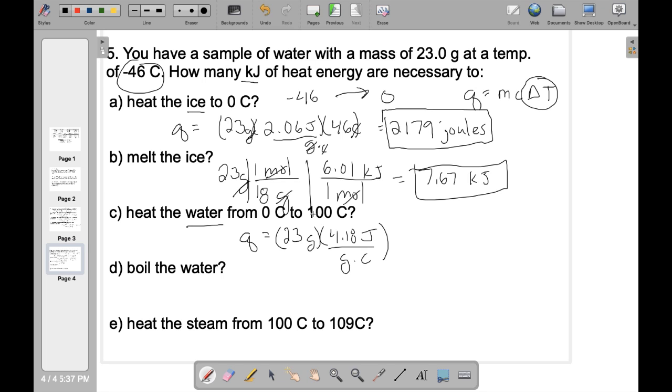And I have a 100-degree difference times 100. How do I get that? By change in temperature. It's going to be the final 100 minus 0. So it's just 100. Now, I multiply this out. Look at this. Celsius cancels, grams cancel, and after I do this, I will get 9,614 joules.